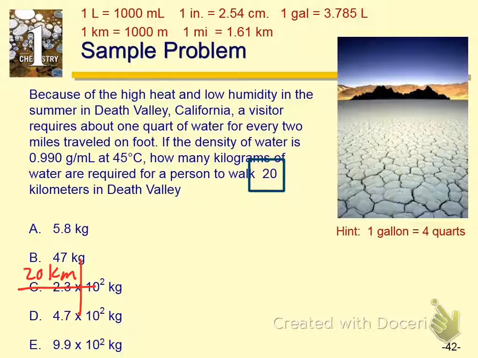Now, let your units be your guide. Where am I going to go? 20 kilometers. You cancel kilometers. We need to cancel. What am I going to turn kilometers into? Meters?